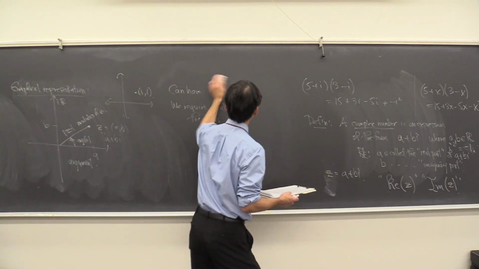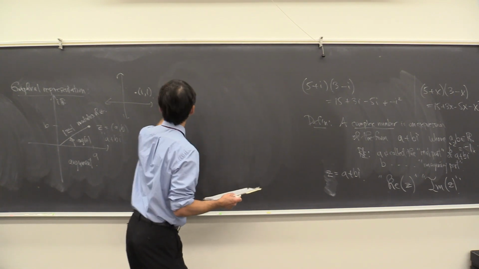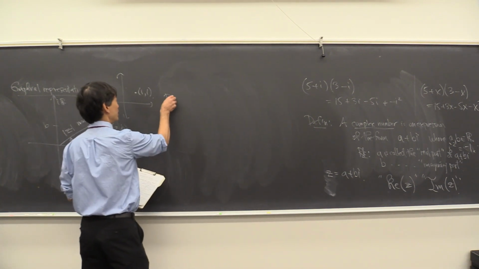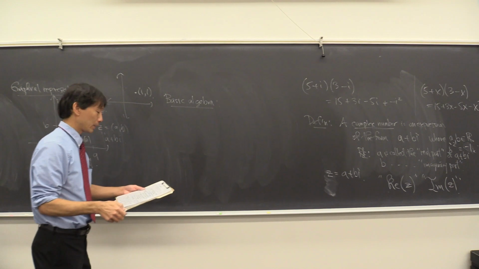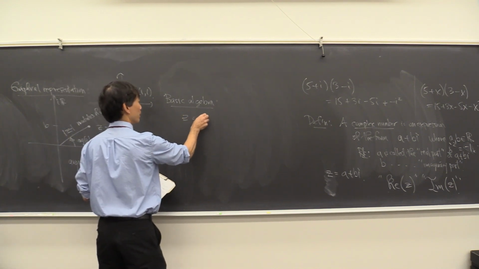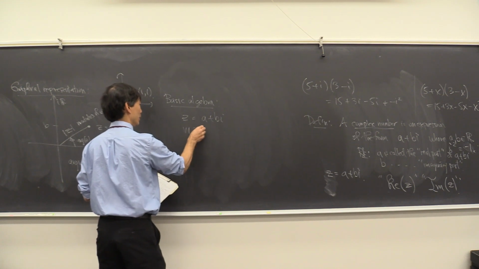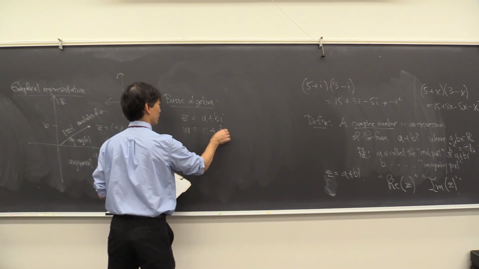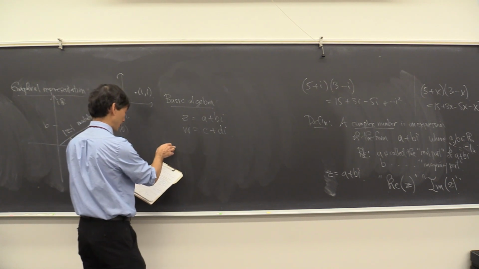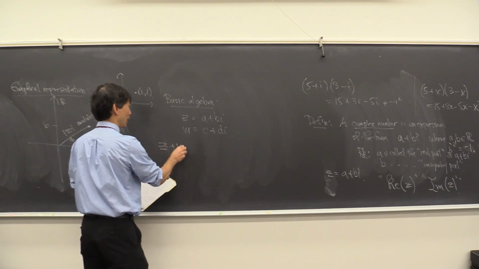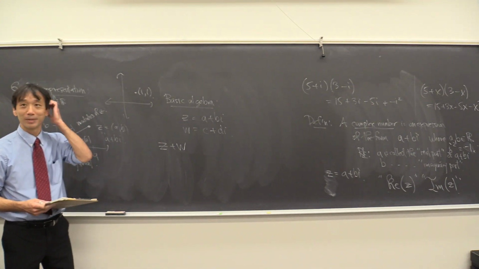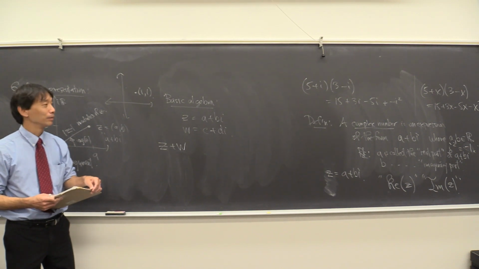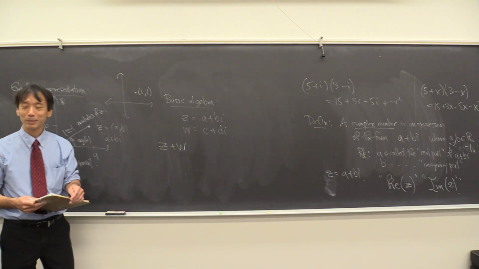Okay, so let me just put up basic algebra, which is kind of as you would expect. If I have a number a plus bi, and I have another number c plus di, then what do I mean by z plus w? Turn to a neighbor and say, he just means this.